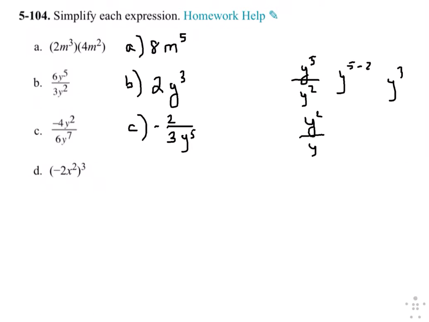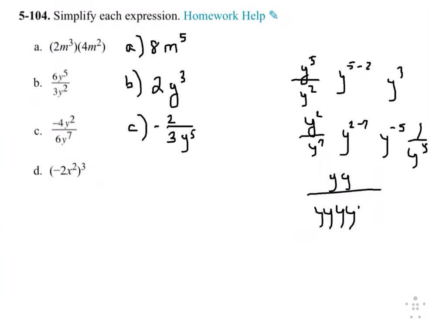Y squared over y to the seventh is y to the 2 minus 7th, which is y to the negative 5th, which is 1 over y to the 5th, right, which is what I ended up with. I think it's easier to think of it as I have 7 y's in the denominator, right? So I have like this, 2 in the numerator, 2, 3, 4, 5, 6, 7. And then 2 of these cancel, right? And I'm left with y to the 5th, 5 y's in the denominator. I think that's quicker.